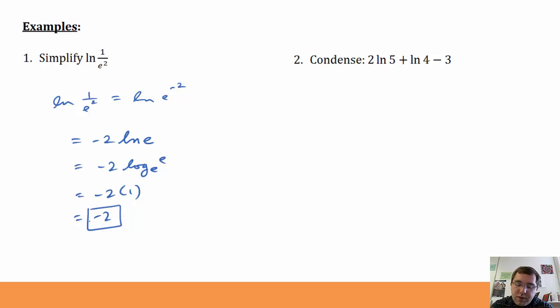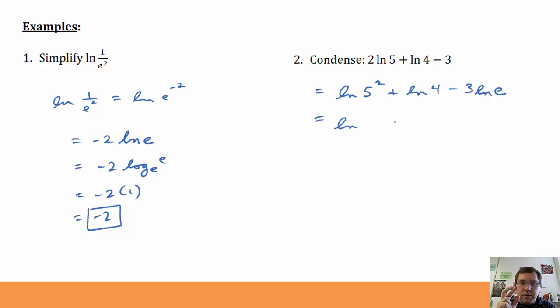Let's condense 2 ln of 5 plus ln of 4 minus 3. All right, the 2 we can bring in front, or bring inside, as a power of 5. So the ln of 5 squared plus the ln of 4 minus, now 3, I want to be able to write that as an ln so that I can combine it. It's really 3 times the ln of e. The ln of e is 1 because it's a log base e of e. So this is really the ln of 5 squared plus the ln of 4.